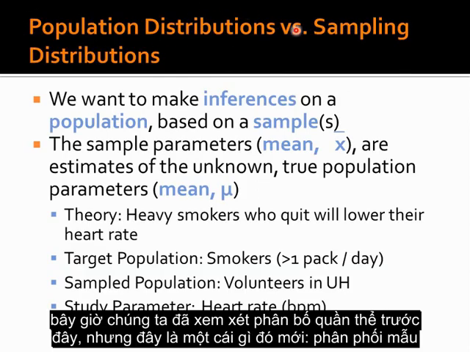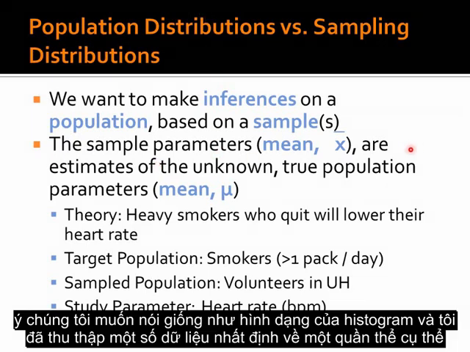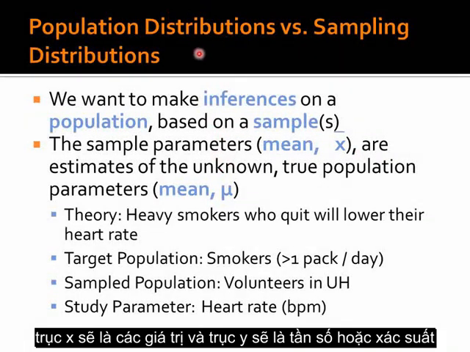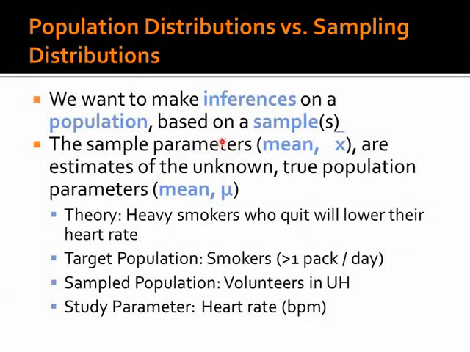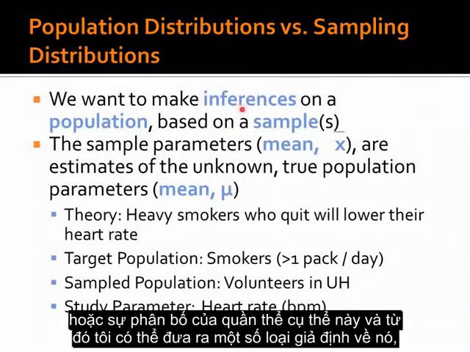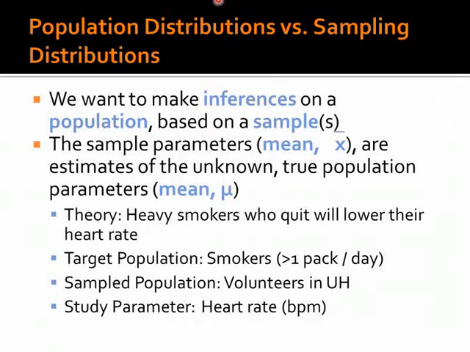Now, we've looked at population distributions before, but now there's something new here, sampling distributions. And just a quick reminder, when we talk about distributions here, what we mean is the shape of the histogram when I've collected certain data about a particular population. For example, I've collected the heights of a population. When I plot it out on the histogram, the x-axis would be the values and the y-axis would be the frequencies or the probabilities. After I plot it out, I can get a particular shape, or the distribution of this particular population. And from there, I can make some kind of assumptions about it. For example, I see that it's normally distributed, so I can make the assumption that this particular population follows a normal distribution, right? So that's what we mean by distribution.